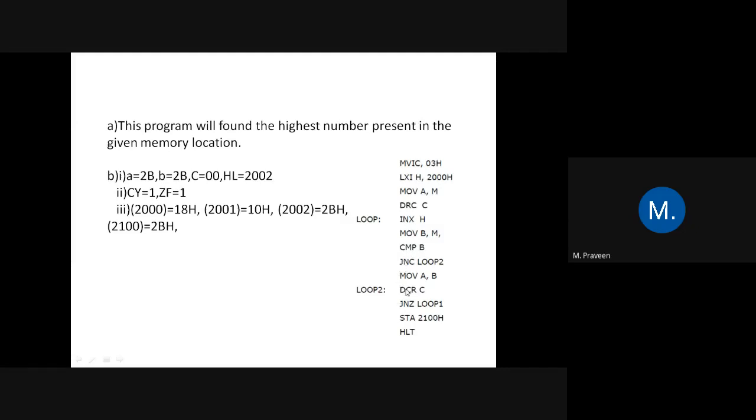Therefore, the program will decrement C, so now the C value is going to be 0. Zero means the condition fails. When the condition fails, we reach STA 2100. STA 2100 means storing the current accumulator value to the 2100 address. So now the value of A is 18, and that value is now stored.